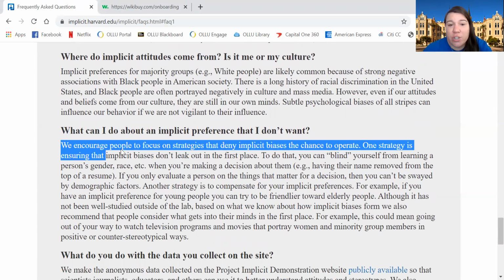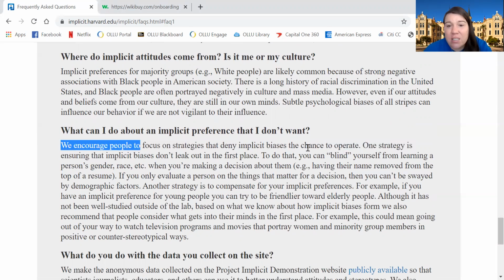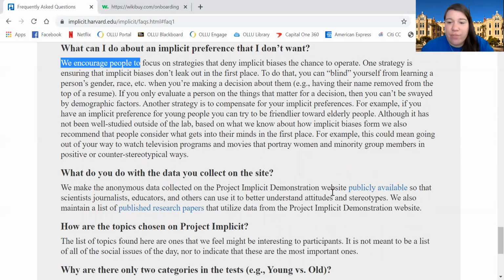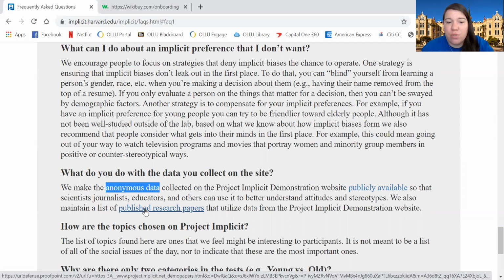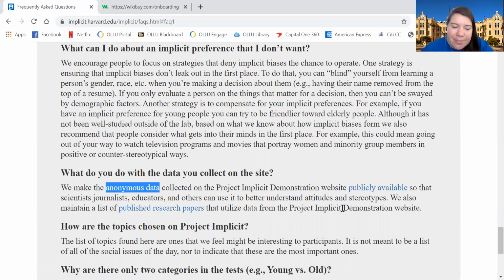Here's another great question. We want to encourage people to focus on strategies that deny implicit biases the chance to operate, ensuring that implicit biases don't leak out in the first place. So again, I would highly encourage you to read through some of these frequently asked questions. It also has some information about the anonymous data that's collected and a list of published research papers, and it's publicly available. So again, when you're writing up these journals, all of this is to say that I want you to really try and have an open mind with these.